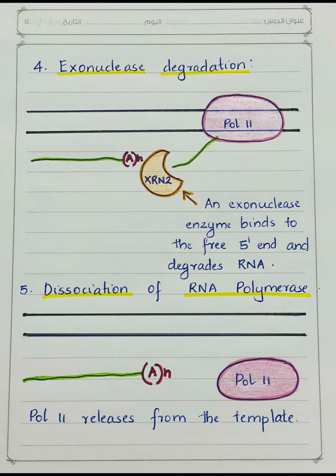In the next step, an exonuclease enzyme XRN2 binds. XRN2 stands for 5'-3' exoribonuclease 2. The exonuclease enzyme XRN2 binds to the free 5' end and degrades the RNA rapidly. Once XRN2 catches up to polymerase II, it dislodges or destabilizes the polymerase and RNA polymerase II is released from the template, leading to termination. After termination, RNA polymerase II is dephosphorylated and it is recycled for another round of transcription.